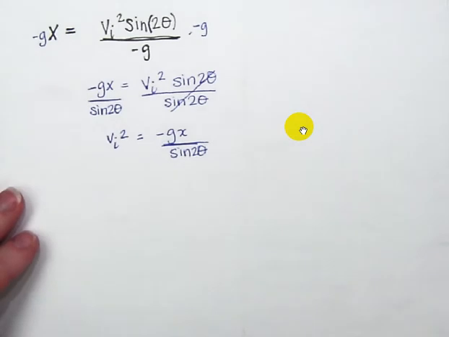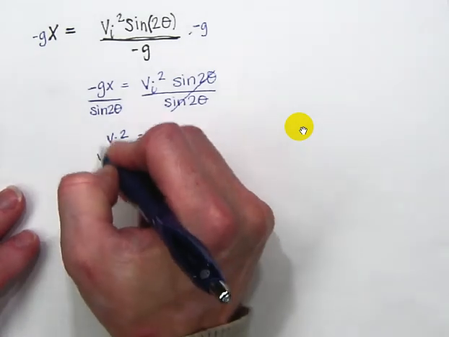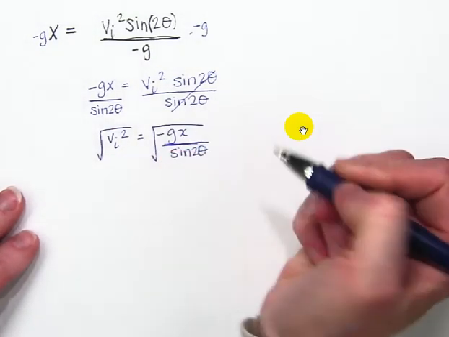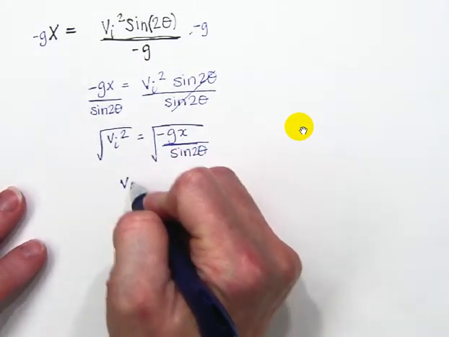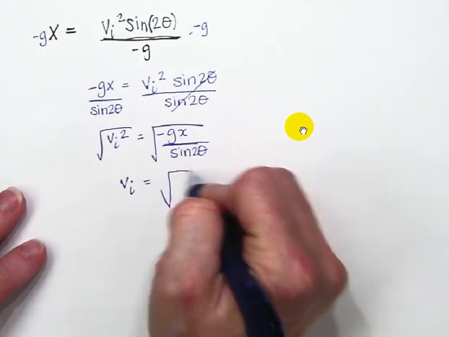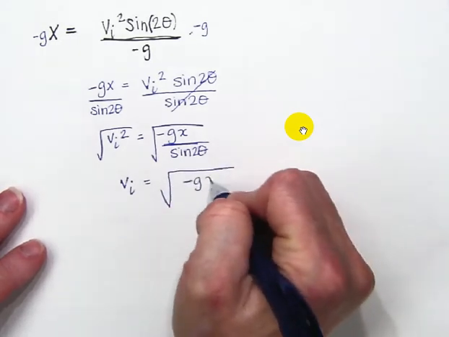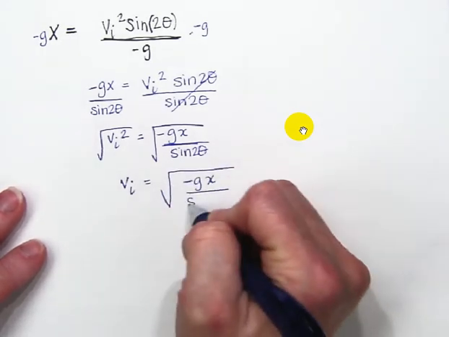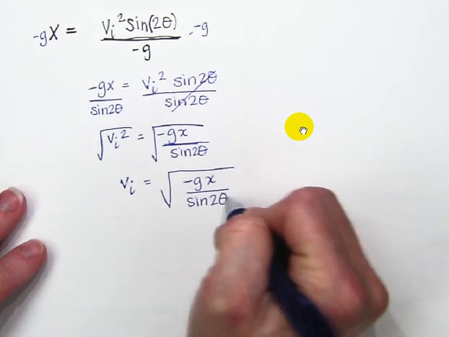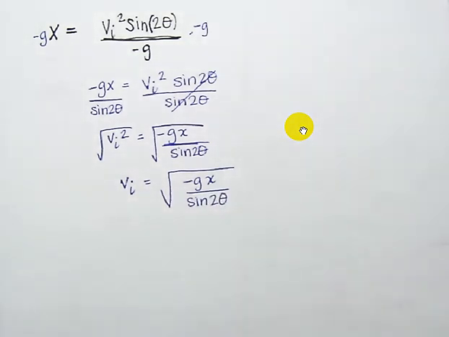Now in order to get the initial velocity by itself, I need to unsquare it. So the inverse of squaring something is the square root. So I'm going to take the square root of both sides. And that's how I get my initial velocity equal to the square root of negative g times x divided by the sine of 2 theta. That's the formula that you're more likely going to be familiar with, even though it doesn't show that particular formula on your formula sheet.